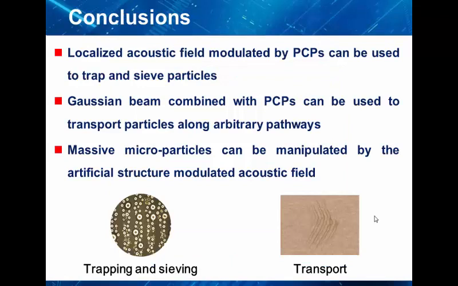In summary, a localized acoustic field modulated by phononic crystal plates can be used to trap and sieve particles. And a Gaussian beam combined with phononic crystal plates can be used to transport particles along arbitrary pathways. The third one: massive microparticles can be manipulated by artificial structures.